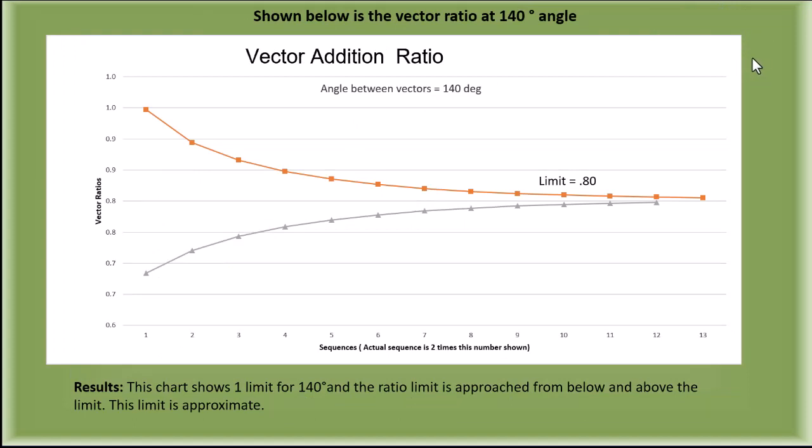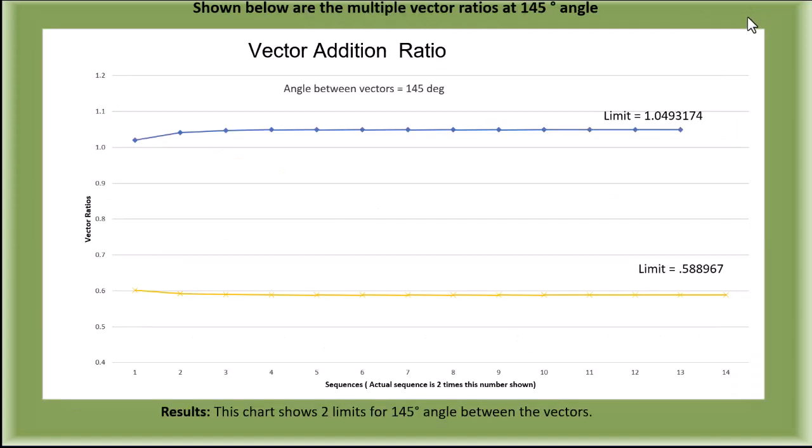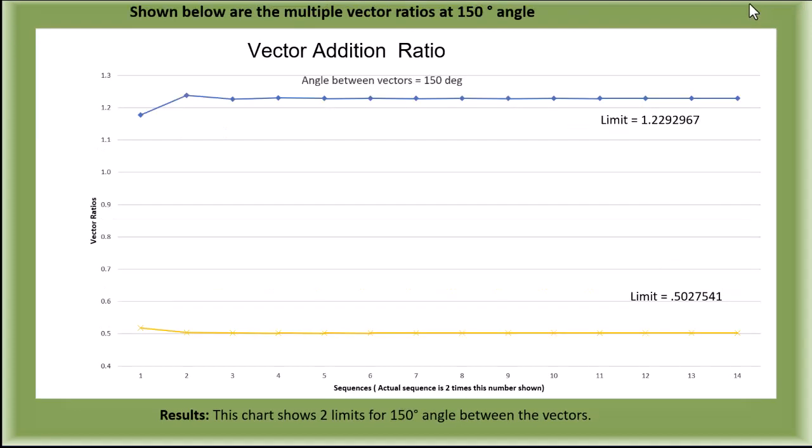Here's the ratios at 140 degrees. Again, the limit is a little bit lower. It takes a little bit longer in terms of the number of sequences for it to approach the limit. But again, I took every other one, and you can see it approaches from the bottom and the top. Now at 145 degrees, you see there's two limits, and they are not approaching each other. At 150 degrees between the vectors, again, two limits, 1.229 and 0.50275.